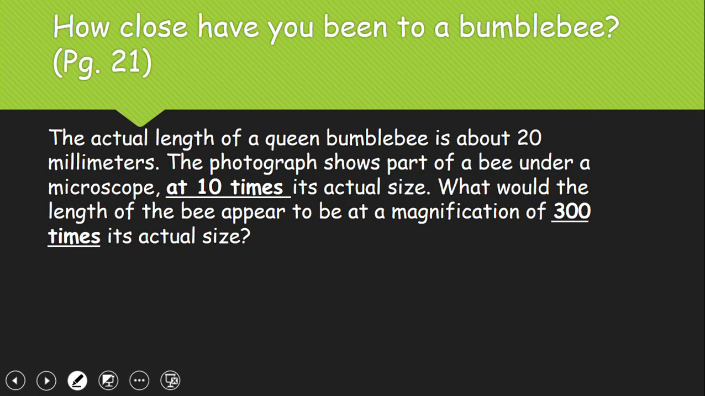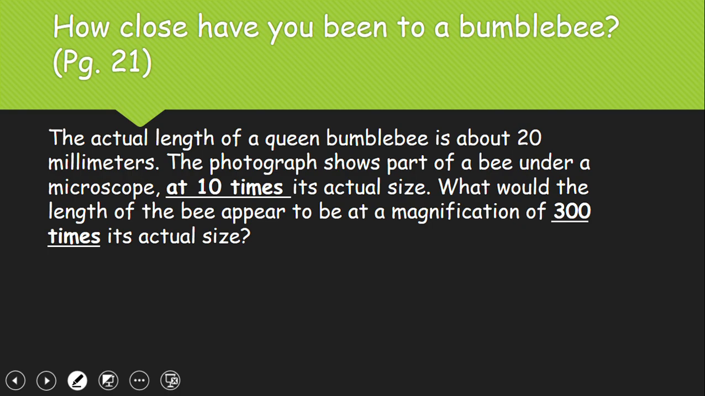So we're going to be learning about how close have you been to a bumblebee before. This is on page 21. We're going to read the little paragraph we have at the top. The actual length of a queen bumblebee is 20 millimeters. That's small. So think of a centimeter, which is about the width of a dime. I want to say that's what a millimeter is, the width of about a dime. So it's really, really small.